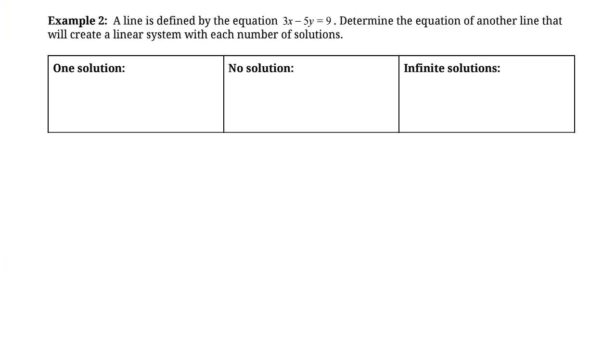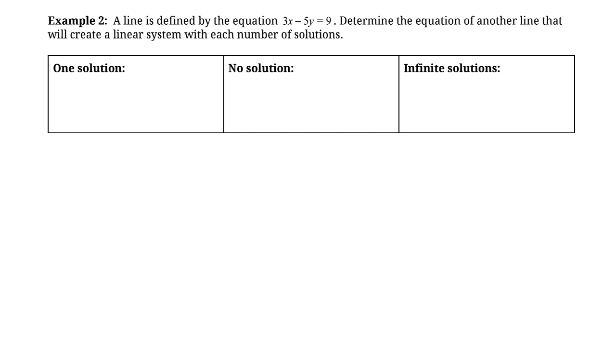Example number 2, a line is defined by the equation 3x minus 5y equals 9. Determine the equation of another line that will create a linear system with each number of solutions. So they've given us an equation of one of the lines in our system of equations. They then want you to come up with a potential second equation that would allow the system to have one solution, no solutions, or infinite solutions.